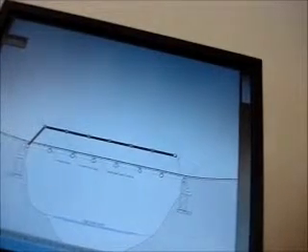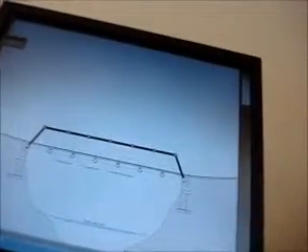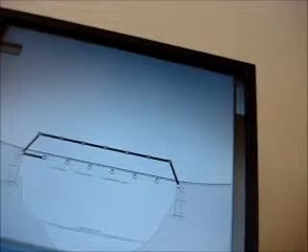What I'd like you to do, I think that most of you have started doing that. If you have it already, start building your own truss.